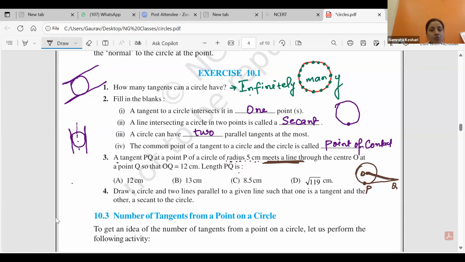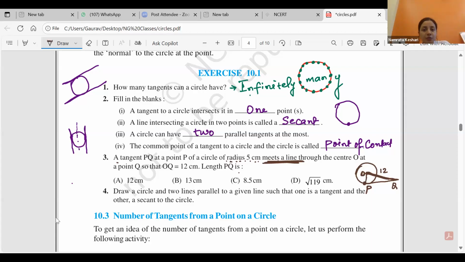So that OQ is 12. The length PQ we have to find. Okay, the length PQ. Read the question. If you will not draw the figure properly, then you won't be able to find it.